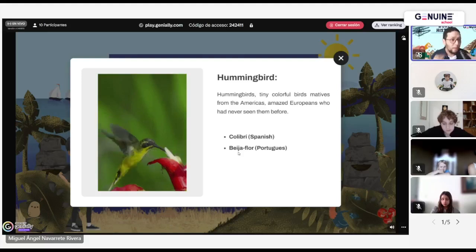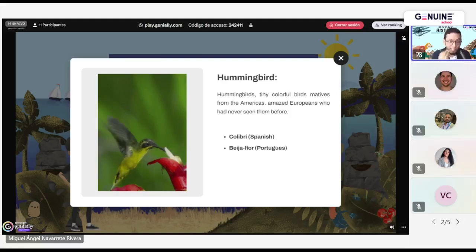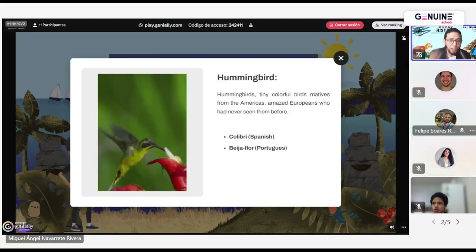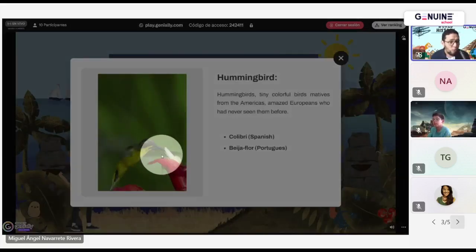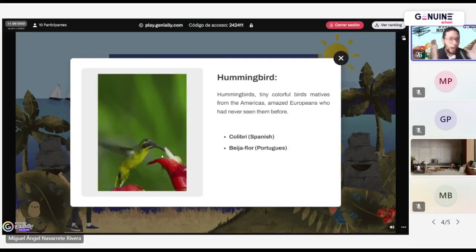Okay, the hummingbird. In Spanish, it's colibri, but in Portuguese, it's beija-flor. I'm not sure if that is the pronunciation. I don't know who is the one who is in Brazil, if you can help me with the pronunciation. Beija-flor. I don't know how to do it, but it's really lovely, the name, because it's like the bird who is kissing the flower. Oh wow, that sounds so poetic, so romantic. So definitely that is the beija flor.